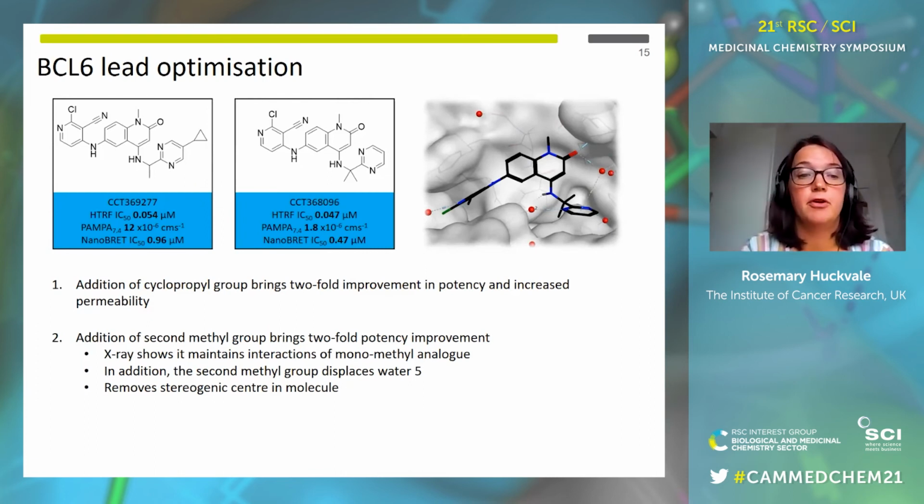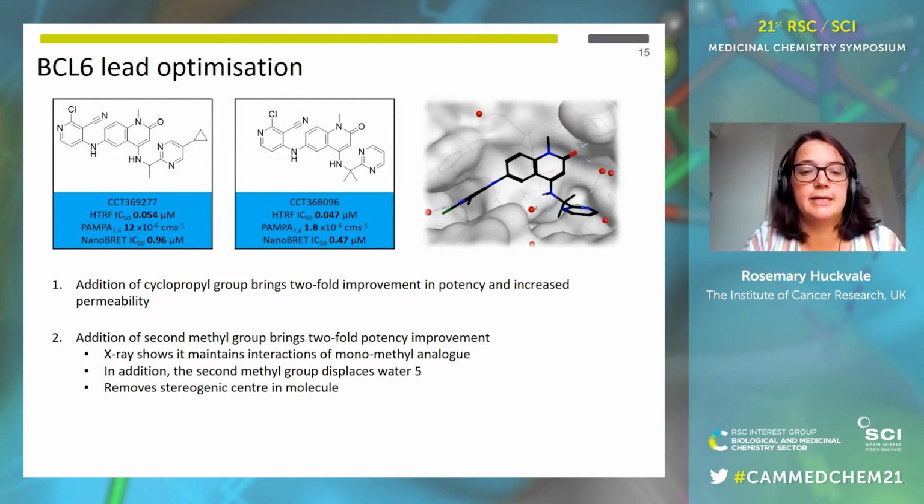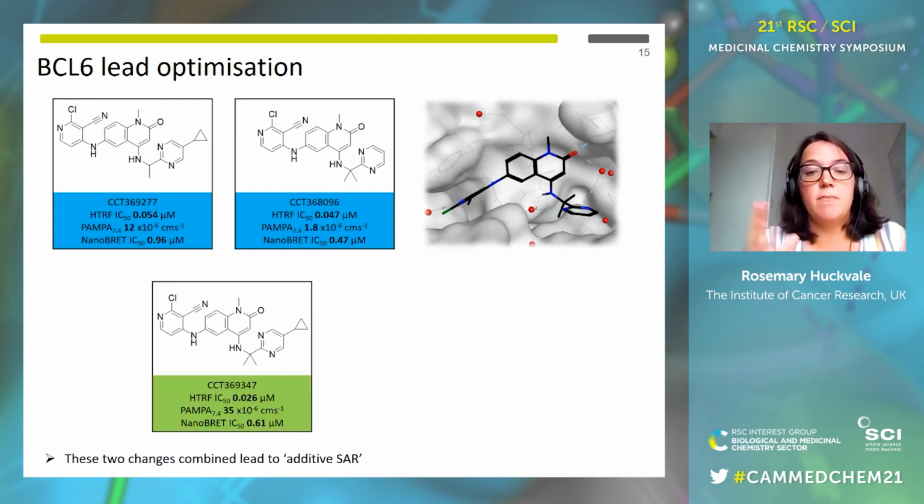a 2-fold potency improvement. The X-ray shows that it maintains the interactions of the monomethyl analog, but in addition, the second methyl group displaces water 5 right out of the back of the pocket. And nicely, this removes the stereogenic center in the molecule, which makes it easier for further studies. So these 2 changes actually quite nicely combined together led to a piece of additive SAR.